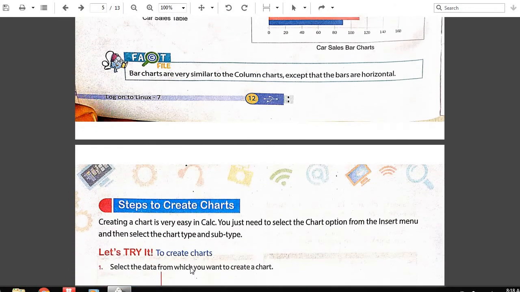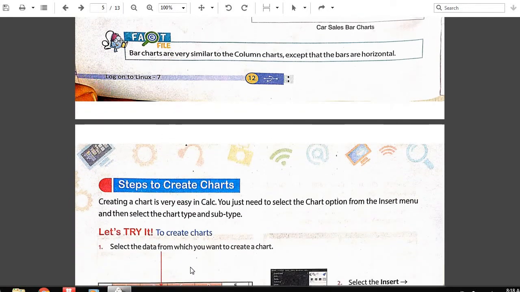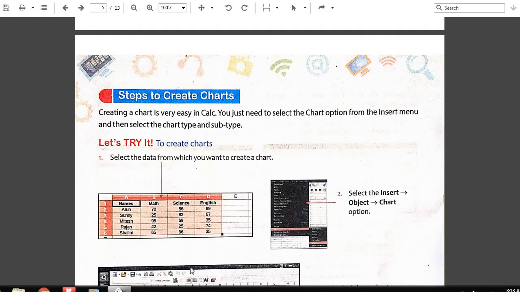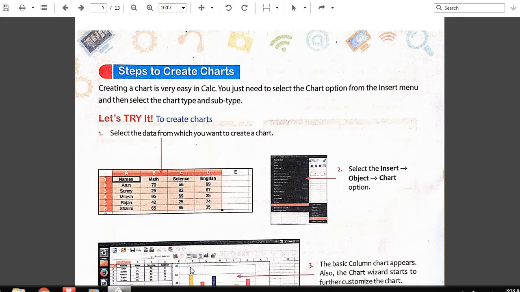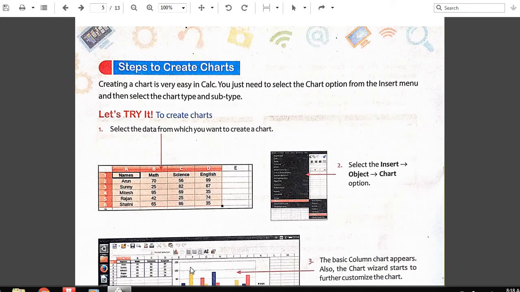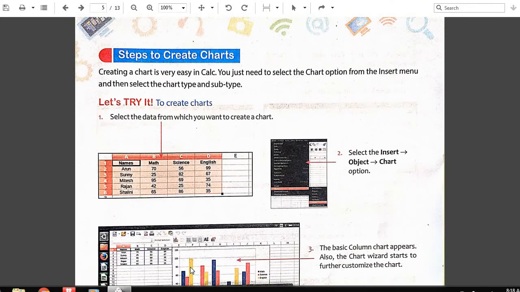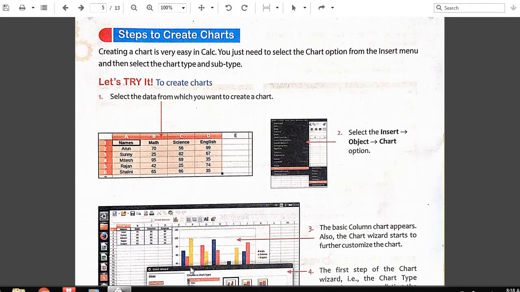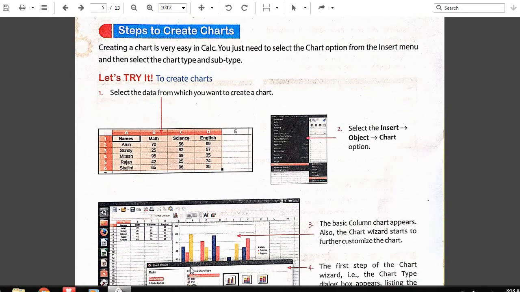The next topic I will be covering here is how to create charts. In the next video we will see more things. Here we will see how to create charts. It is very easy to create a chart in Calc. What you have to do is go to the Insert menu and insert a chart. Select the chart type and subtypes. As it is a practical thing, I will be showing you the steps here.